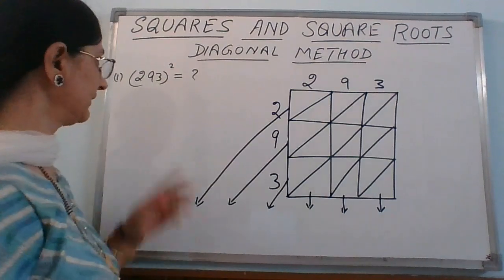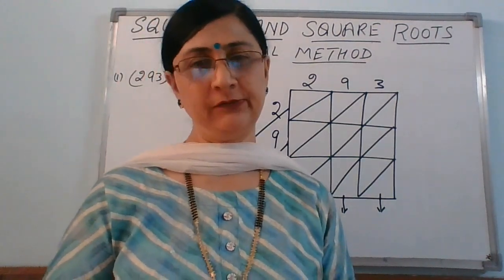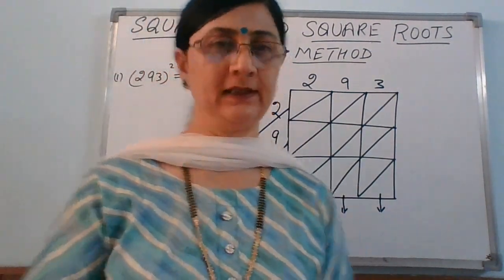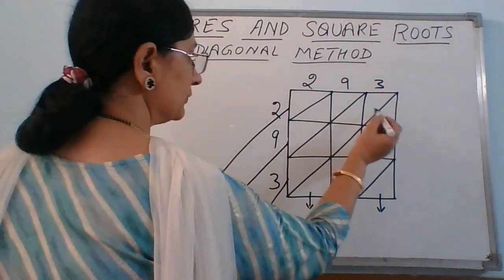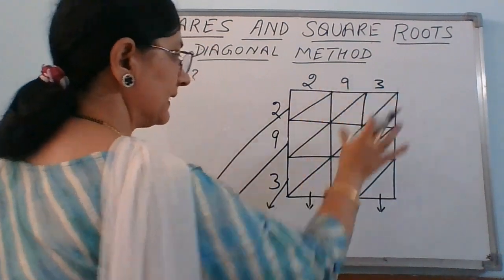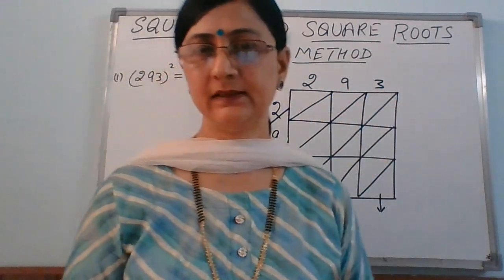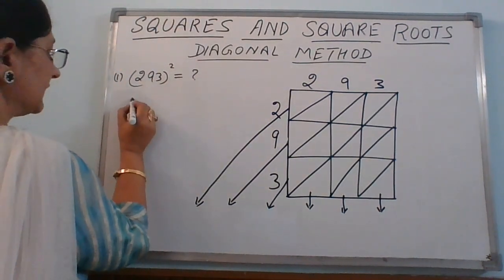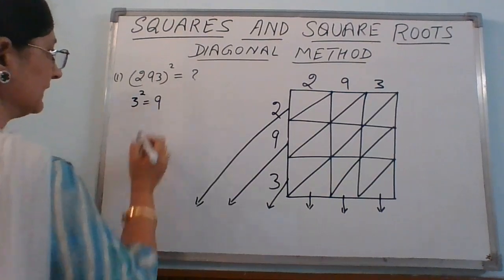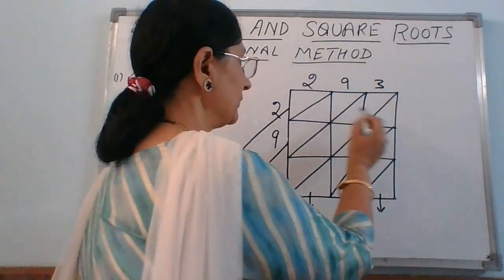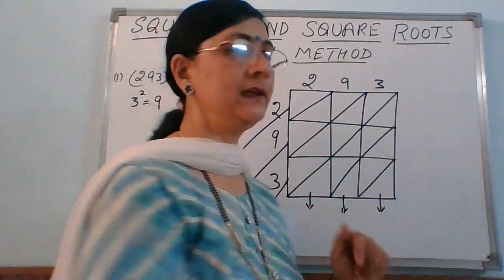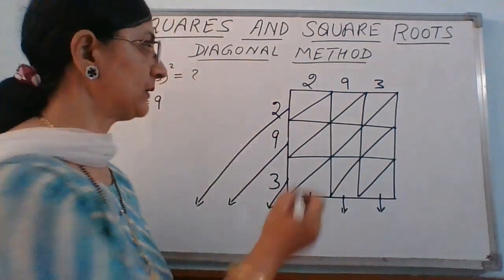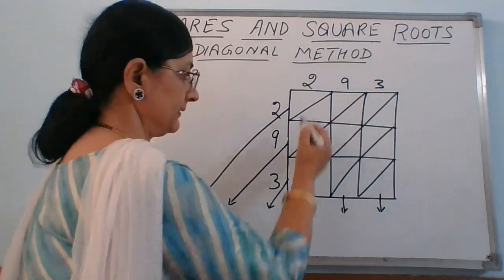I have taken a 3-digit number, 293. The first question is how many columns do we have to make, right? I have made 1, 2, 3, 4, 5, 6, 7, 8, 9. Sorry, not 6, 9 boxes. Because it is a 3-digit number, 3 square is 9. You have to make 9 total boxes, squares, right? 3 this side, 3 this side.